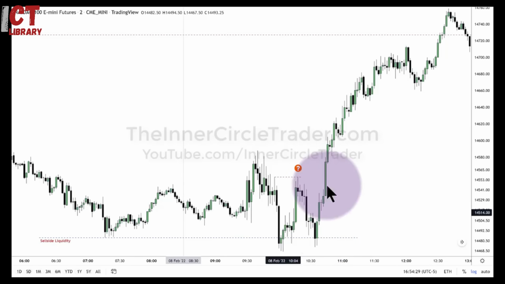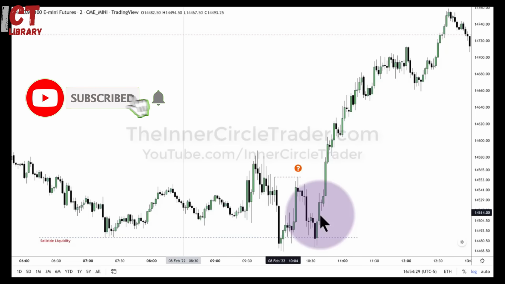What did I see in this chart that allowed me to go long in here? What did I see? Nothing. I didn't see anything in this particular chart. I saw it in the S&P.